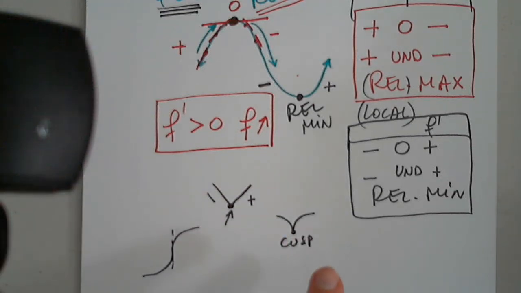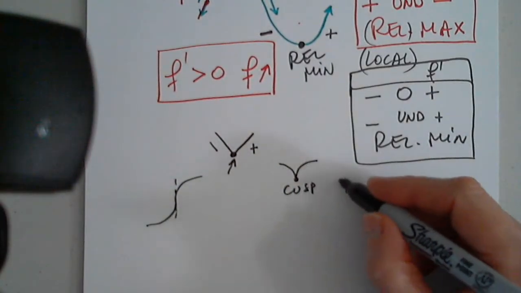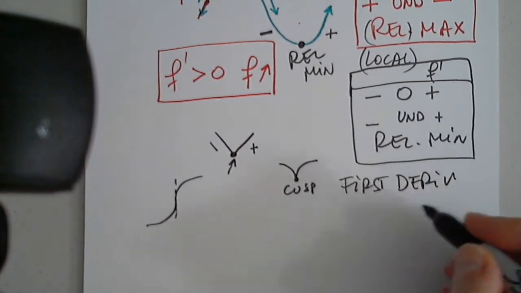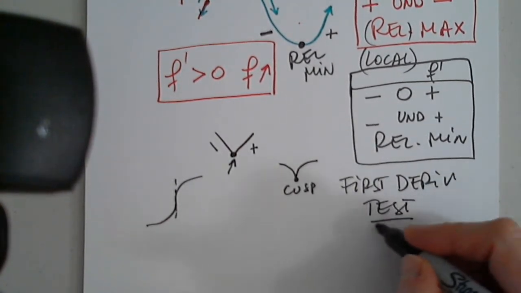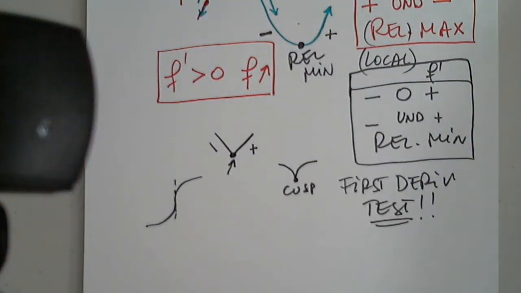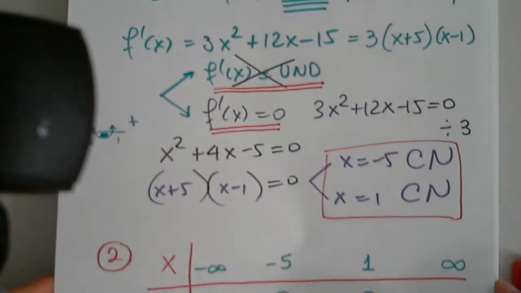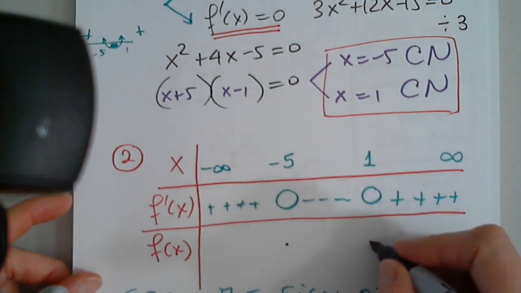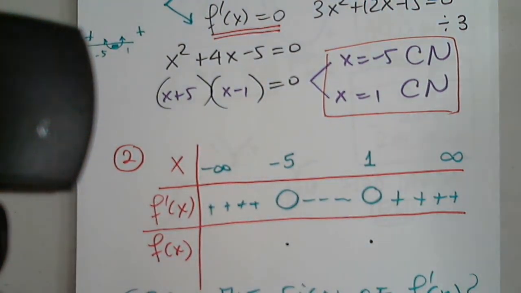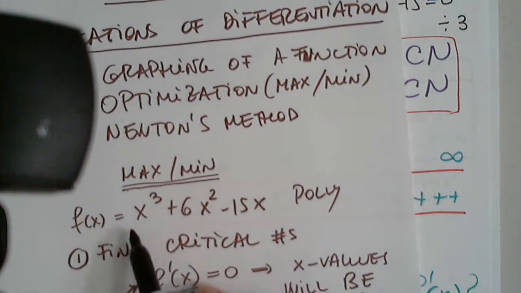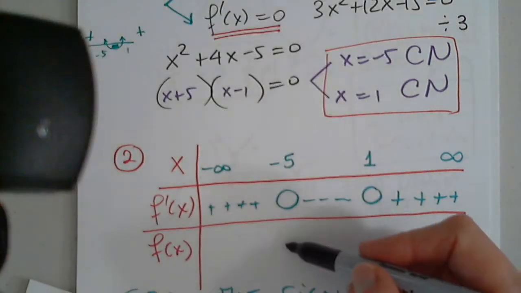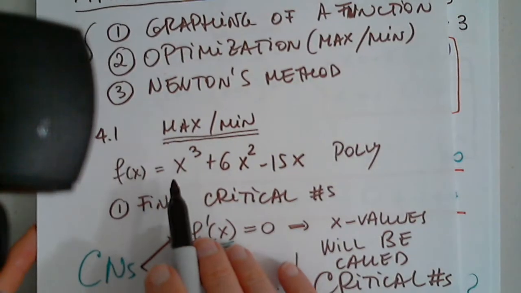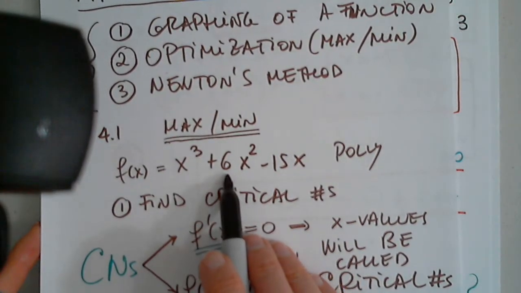Knowing all this, which is nothing else but the first derivative test, now I can say, fine, I have to determine this value and I have to determine this value. I go back to the function and I plug in -5 to determine the y coordinate for -5, and I plug in 1. 1 plus 6 is 7.